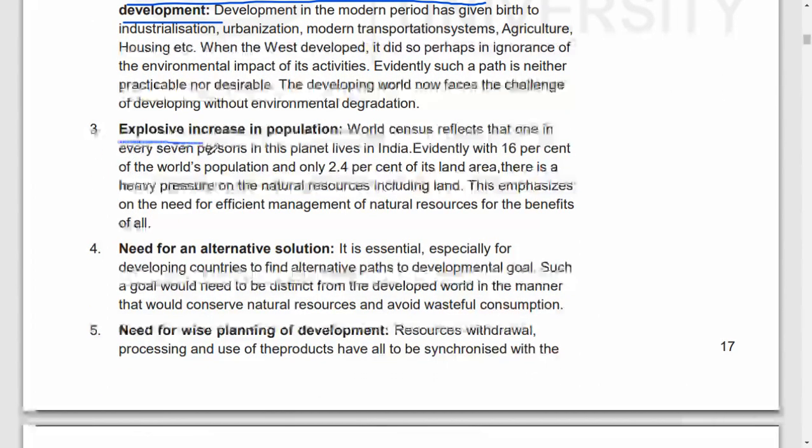3. Explosive increase in population. The world census reflects that 1 in every 7 persons on this planet lives in India. With 16% of the world's population and only 2.4% of its land area, there is heavy pressure on natural resources, including land. This emphasizes the need for efficient management of natural resources for the benefit of all.